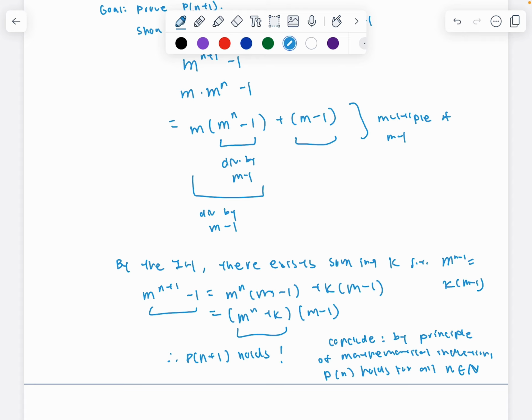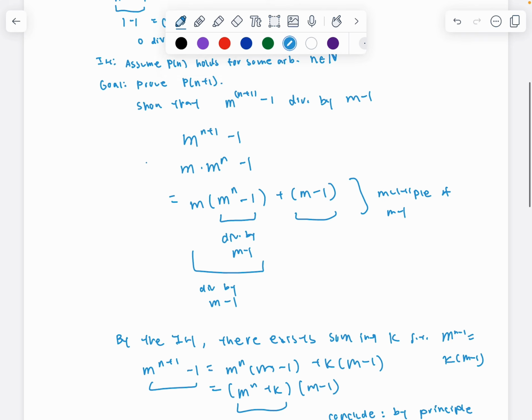The key insight here was this clever algebraic manipulation, adding and subtracting m to the n, which lets us split the expression into two parts that we can handle with our inductive hypothesis.